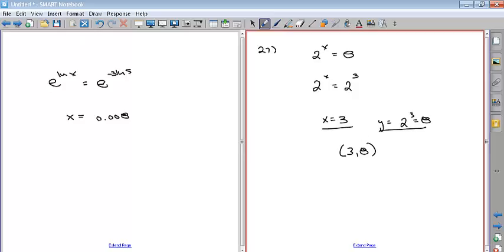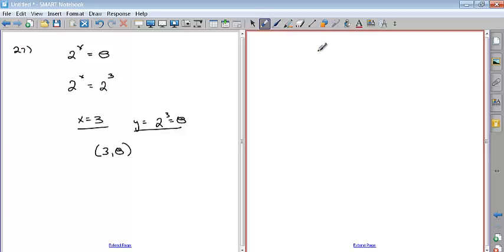The other way of doing it would be to take the natural log of both sides and take the exponent out, and then divide by the natural log of 2 to solve for x. If you do that, the natural log of 8 divided by the natural log of 2 on your calculator, you get 3.